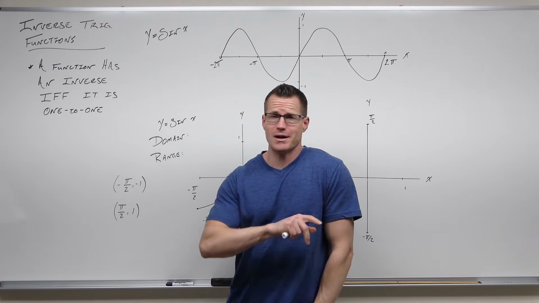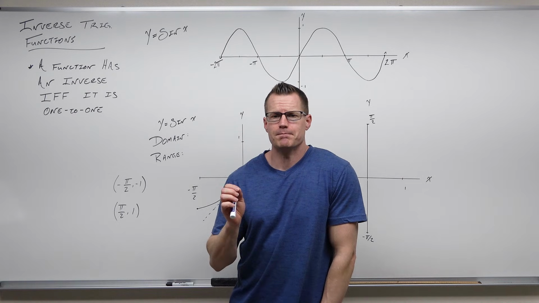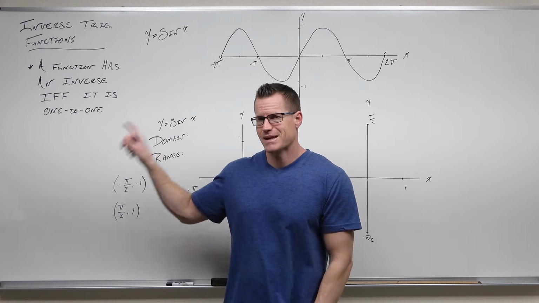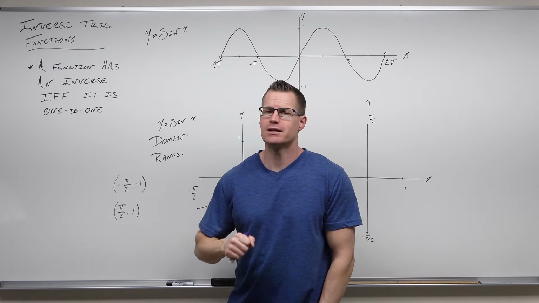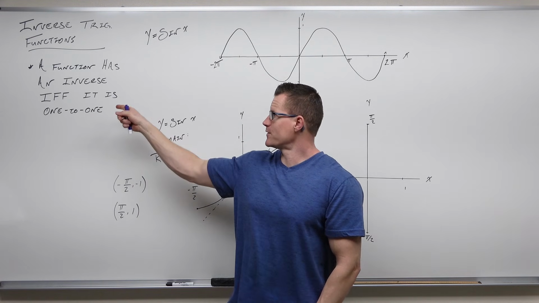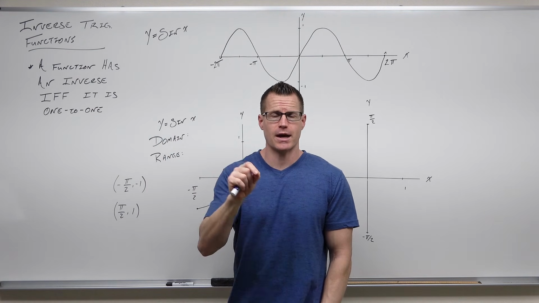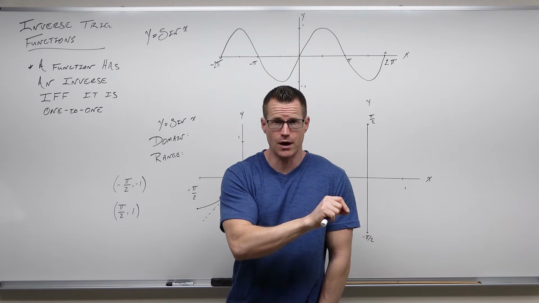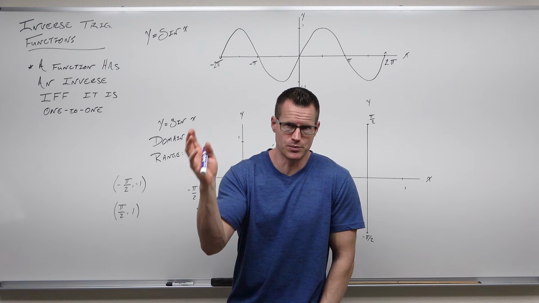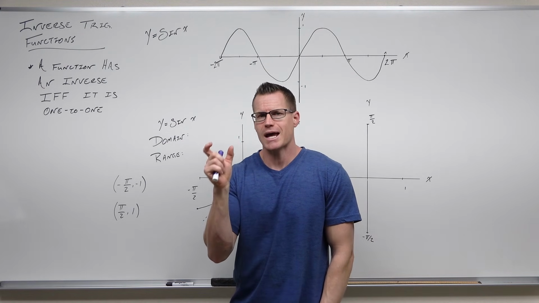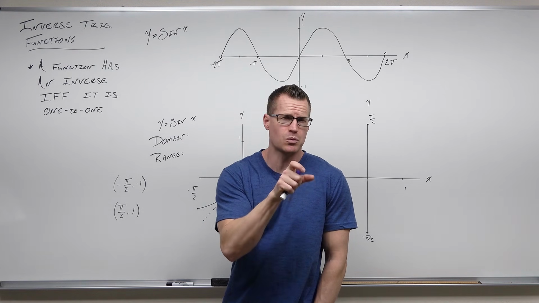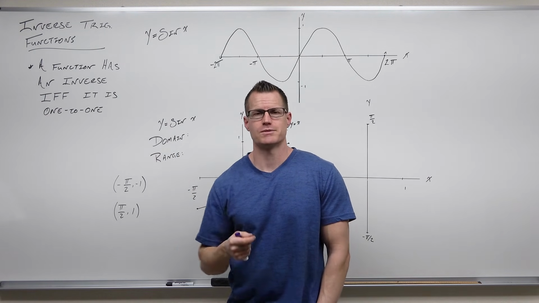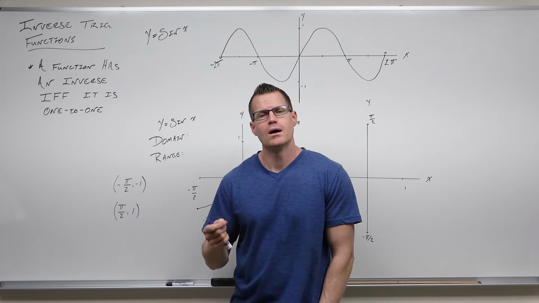Now, if you remember anything about inverse functions, you should remember that a function has an inverse if and only if it's one-to-one. That IFF stands for if and only if. That's biconditional, meaning one is necessary and sufficient for the other. Put all together, a function has an inverse if it's one-to-one, and if a function is one-to-one, it has an inverse. You go, okay, well, what in the world does one-to-one mean?